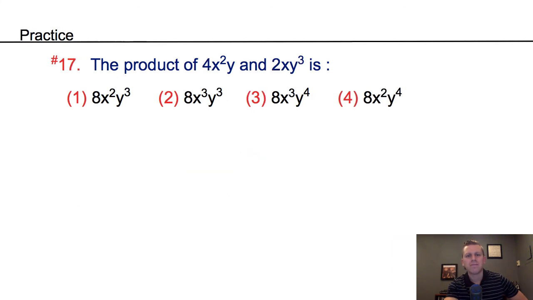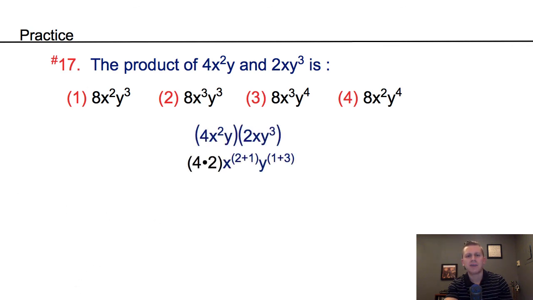Final problem. See if you can take this product. Here, multiply the coefficients. 4 times 2 is 8. Add the exponents. There's an imaginary 1 here for the x term. 2 plus 1 is 3. Add the imaginary 1 here with the 3 there, and I get y to the 4th.